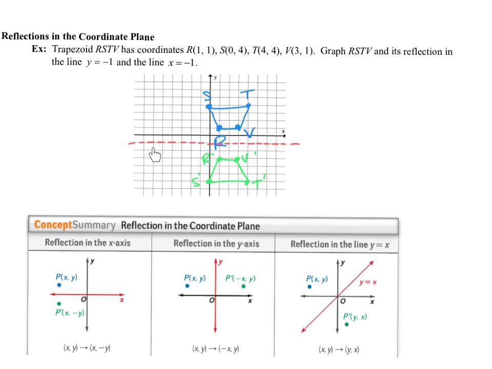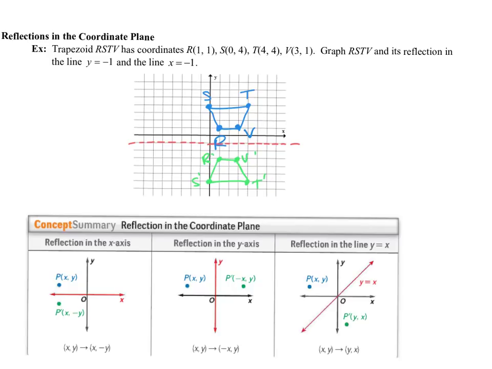If you were to fold your paper along this red dotted line, this trapezoid would land right on top of this one. By the way, make sure when you draw these reflections, be sure to label your vertices. The pre-image points are STV. You don't put a prime on, but then the image points, you do put a prime on.